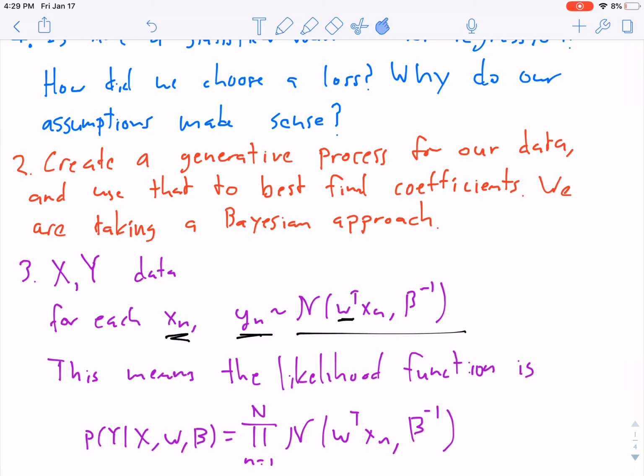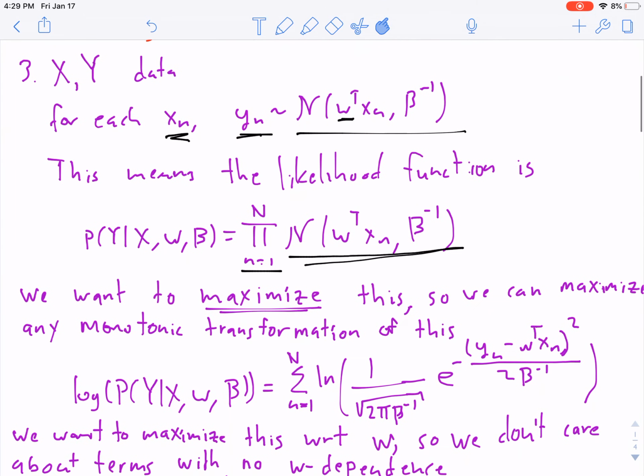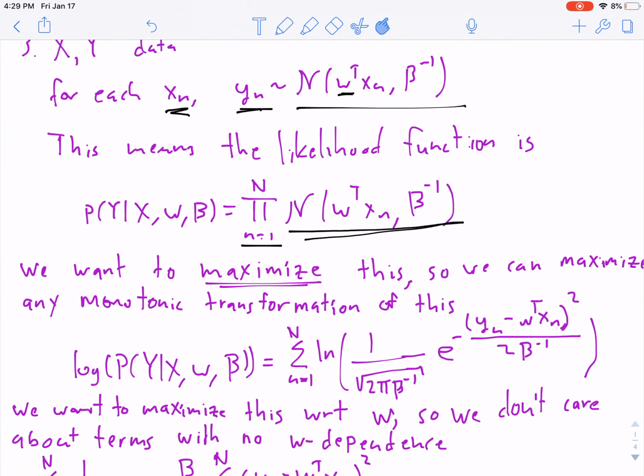Our likelihood function is, we assume all the data points are independent, so it's just the product over all the data points of, and this is a bit of abusive notation, the probability that y_n has its value. That's just based on the normal distribution, because y_n is distributed normally. Again, we want to maximize this.